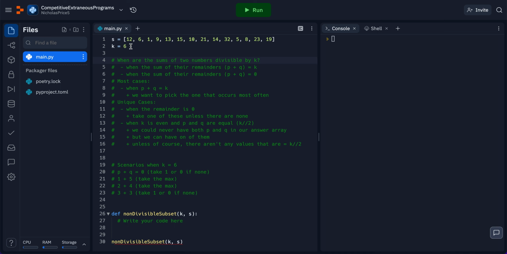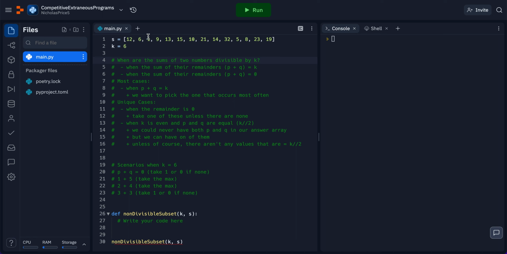So 12 divided by 6, its remainder is 0. 6 divided by 6, its remainder is 0. And we can treat them as like numbers. Now we're going to speak in modulos. So 1 divided by 6, the remainder is 1. 9 divided by 6, remainder is 3. So we would treat those as different categories.